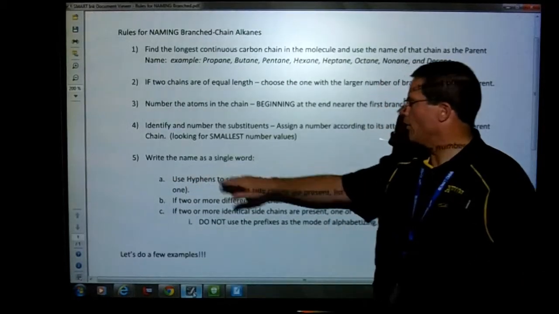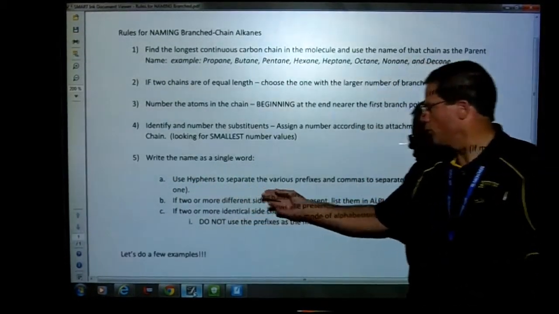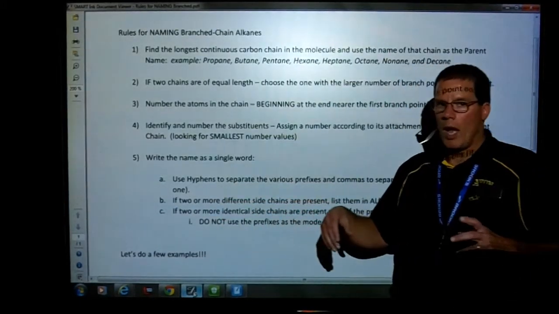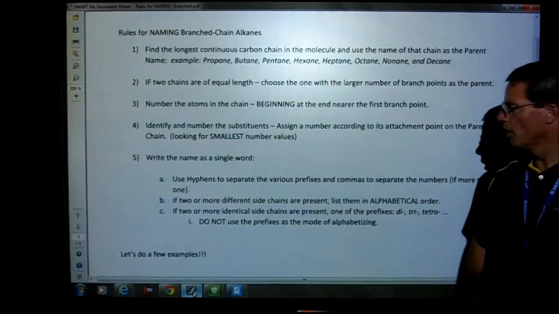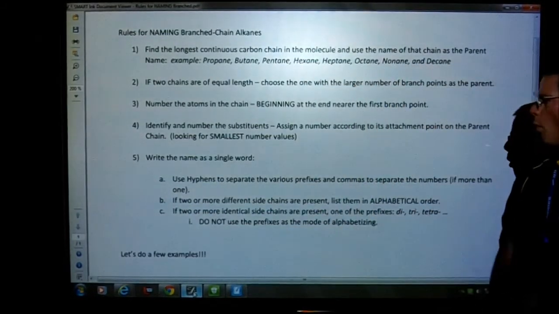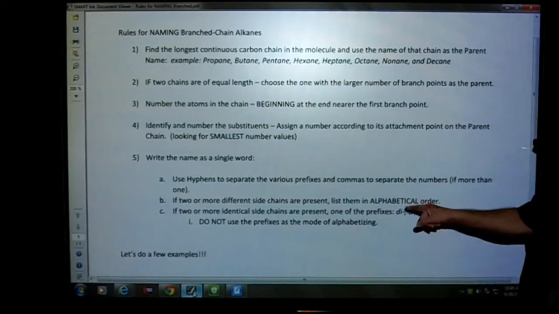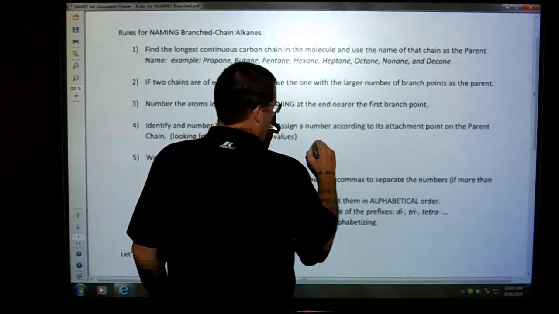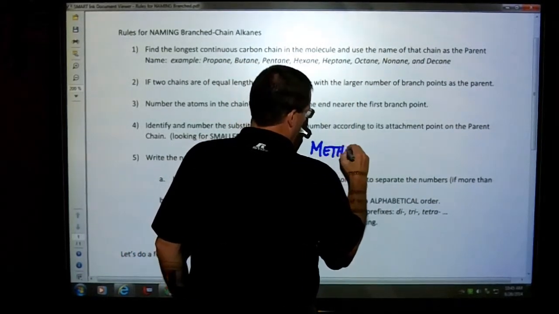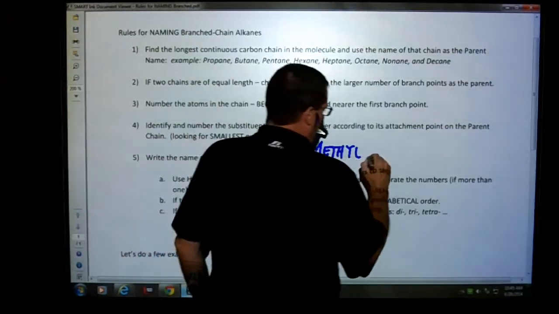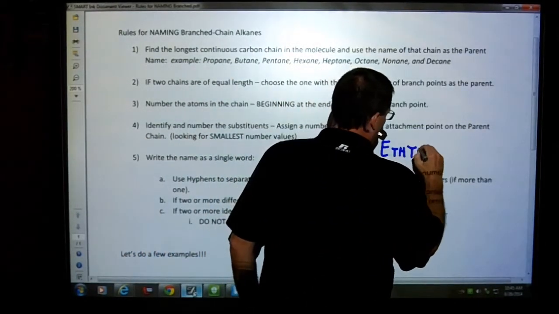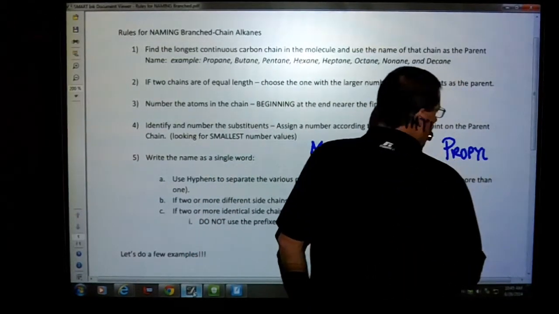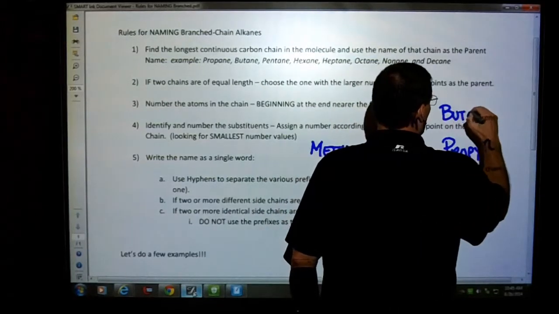Number five, write the name as a single word. We'll use hyphens to separate the various prefixes and commas to separate the numbers if there happens to be more than one alkyl group assigned to a carbon. B, if two or more different side chains are present, list them in alphabetical order. The types we're going to be talking about today are the methyl group, which is a single carbon, ethyl groups, propyl groups, and the biggest one we'll have is the butyl group.